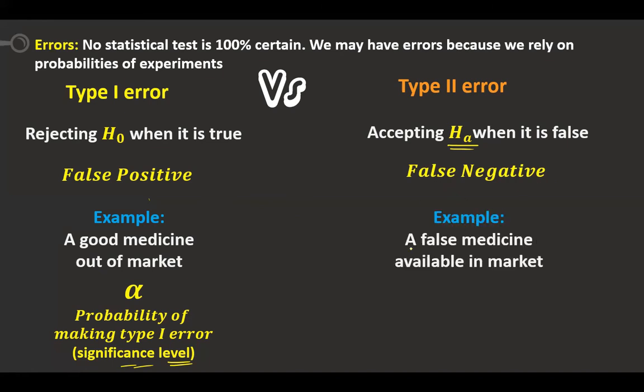I can give an example: a false medicine, it is false only, but we are accepting it and bringing it into the market. So the researcher has made a type 2 error. Now, it is called beta. Beta is nothing but the probability of making a type 2 error.